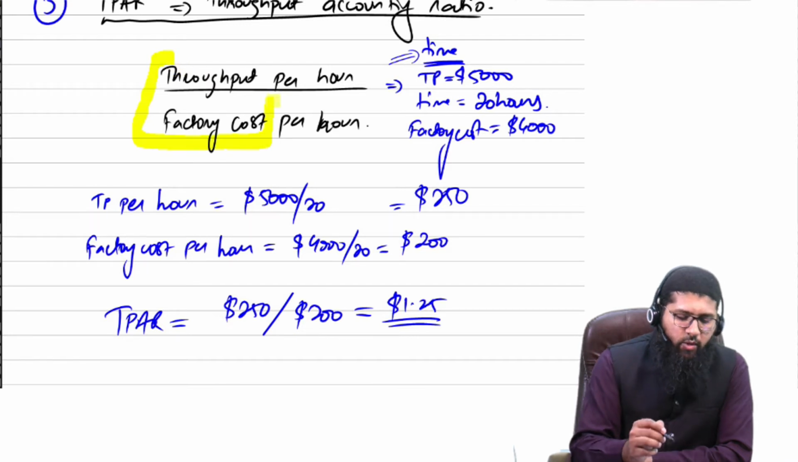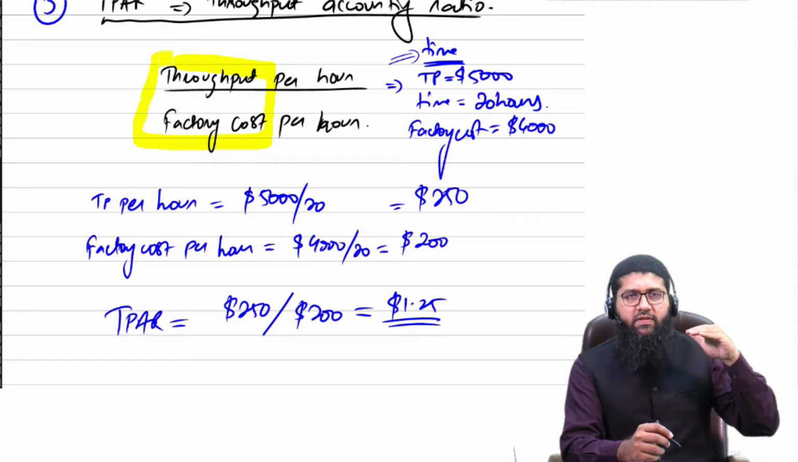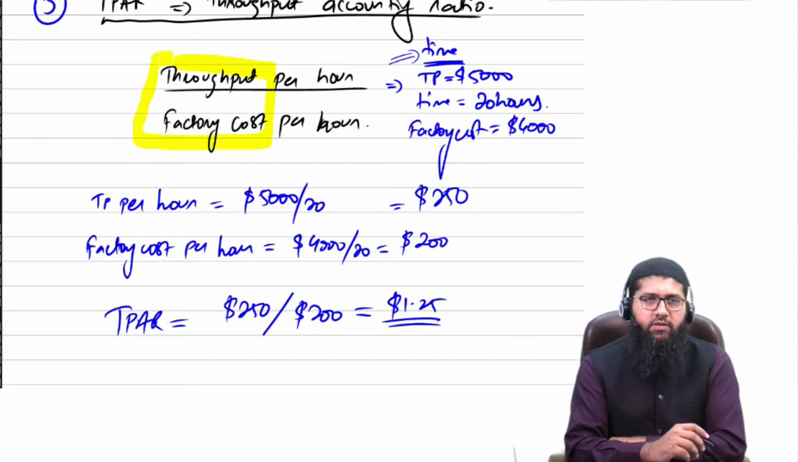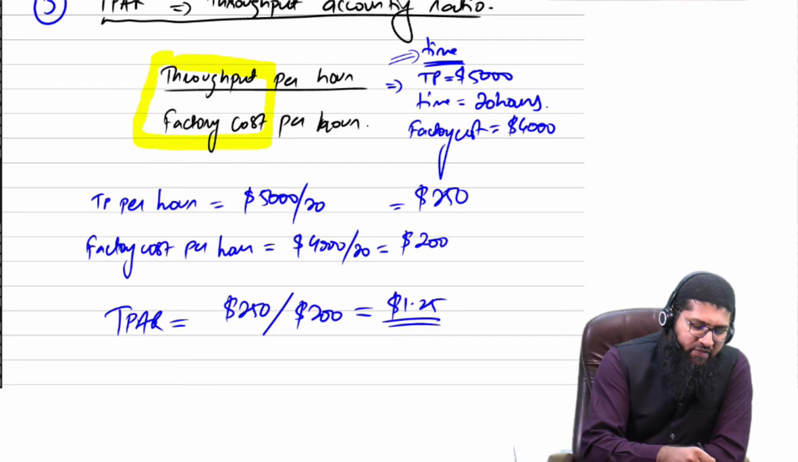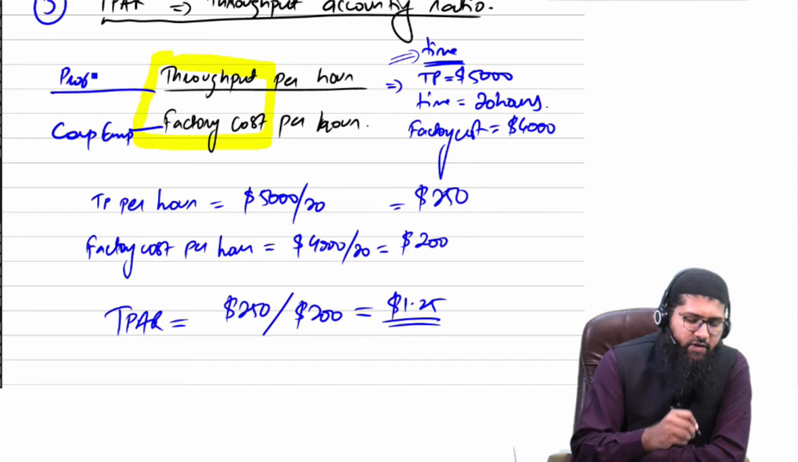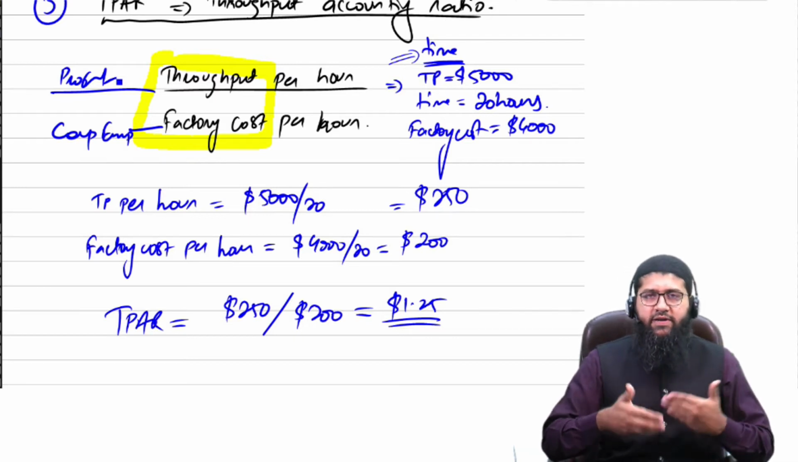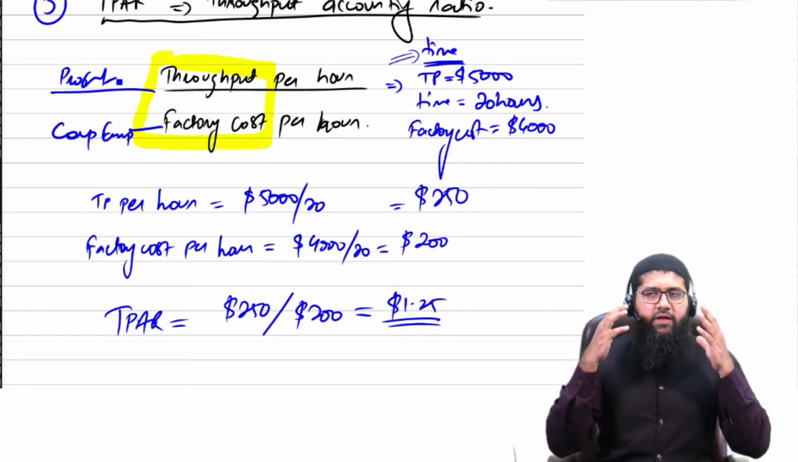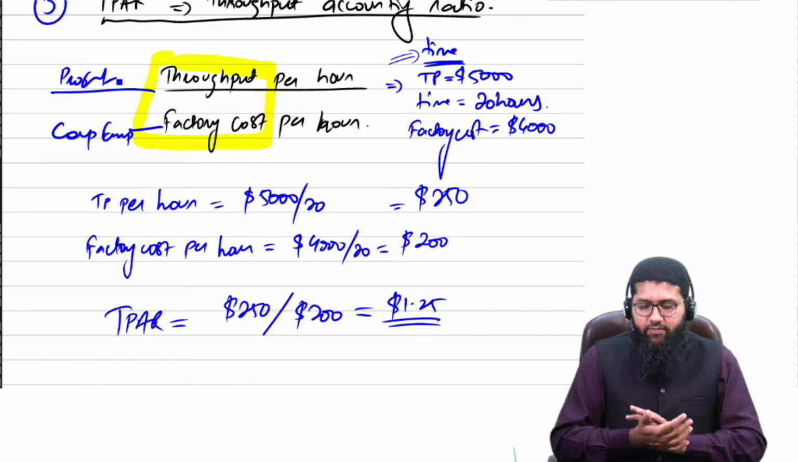If you could see this part of the formula only, which is throughput divided by factory cost, what is actually going to happen? The throughput divided by factory cost is simply treating this throughput as a capital employed, and this is simply the profit. So throughput upon the factory cost is a return on capital employed simply. It's just the profitability ratio.